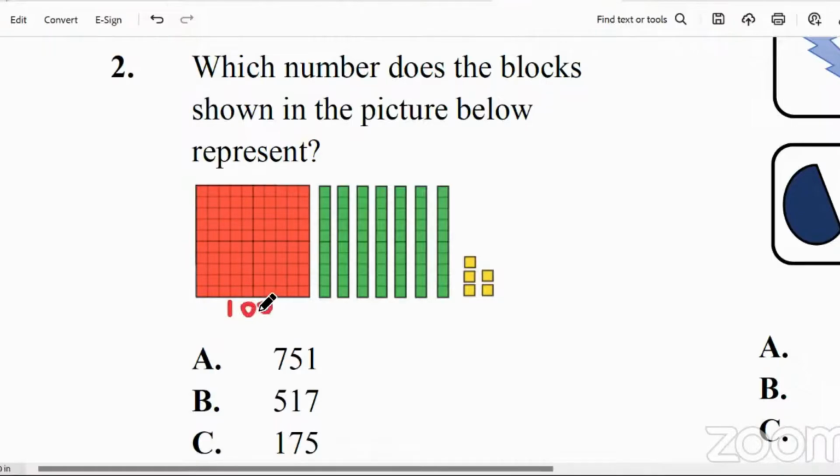And then we have the green blocks. There are 10 units in each block, and there are 7 of them. 1, 2, 3, 4, 5, 6, 7. So 10, 20, 30, 40, 50, 60, 70. So the total for the green units would be 70. And then we have 5 individual blocks, and so that's 5. So what number does this represent? 100 plus 70 plus 5. That's 175. All right, so the answer is C.